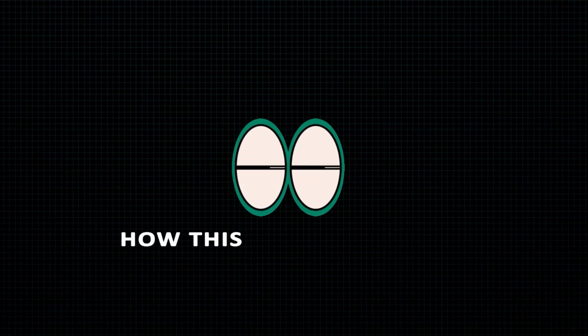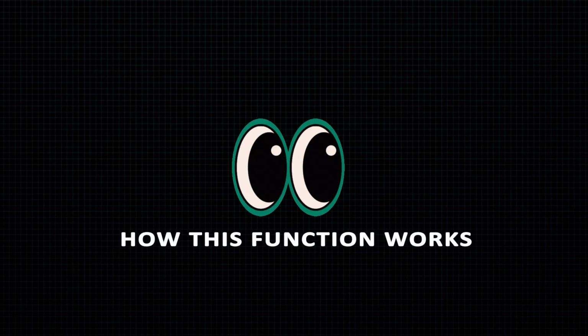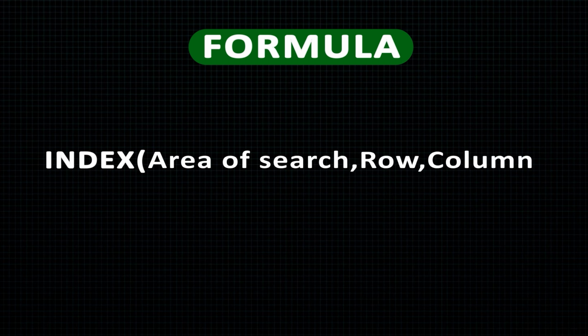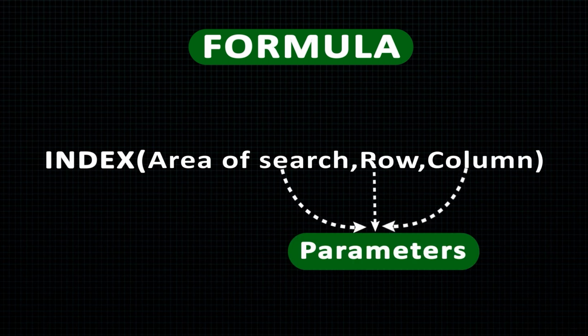Let's see how this function works in reality in Excel. First of all, let's see the formula for INDEX. The formula for INDEX is you put the INDEX name, then you open bracket. It has 3 parameters, out of which one is optional. So we'll talk about each of the 3 parameters.